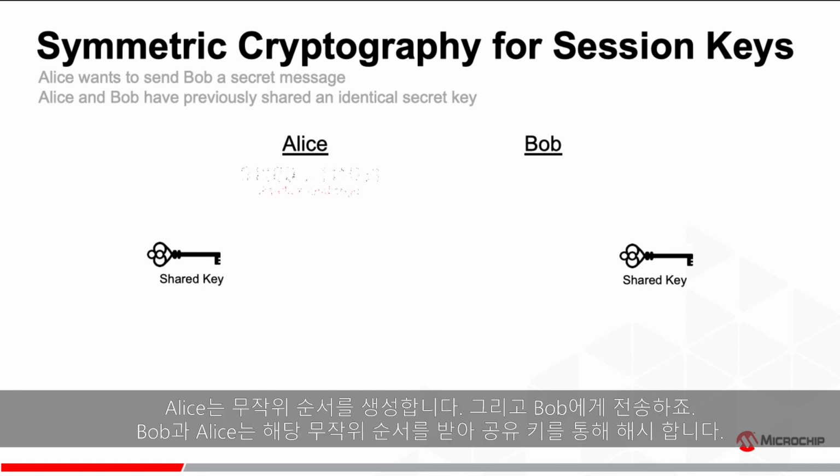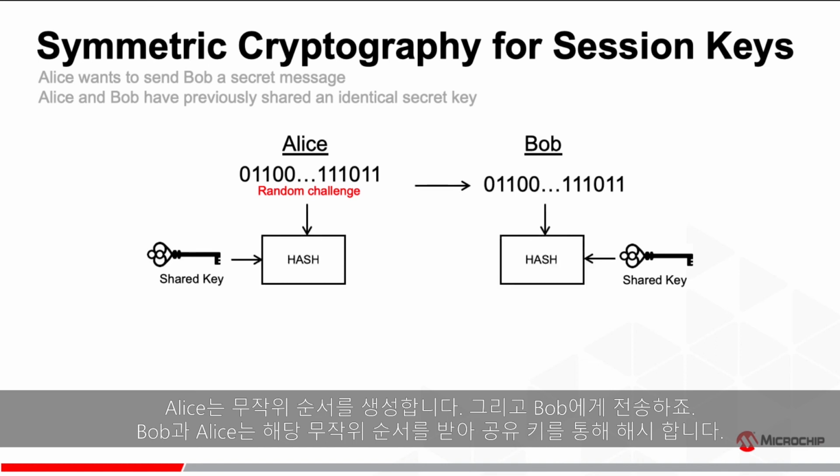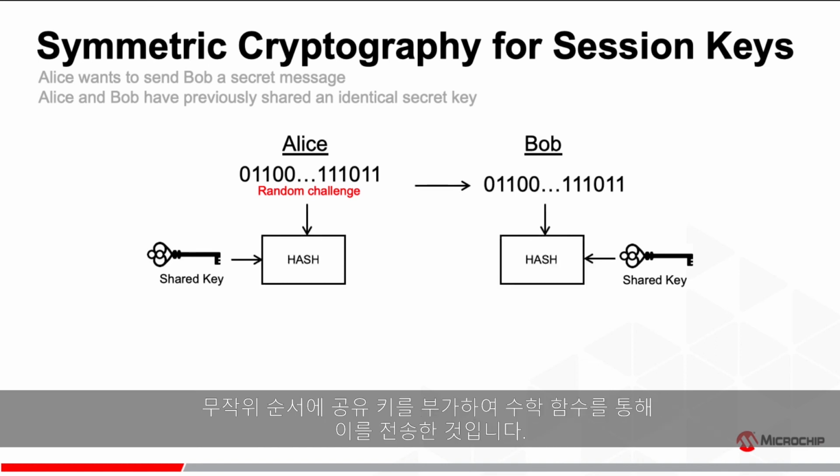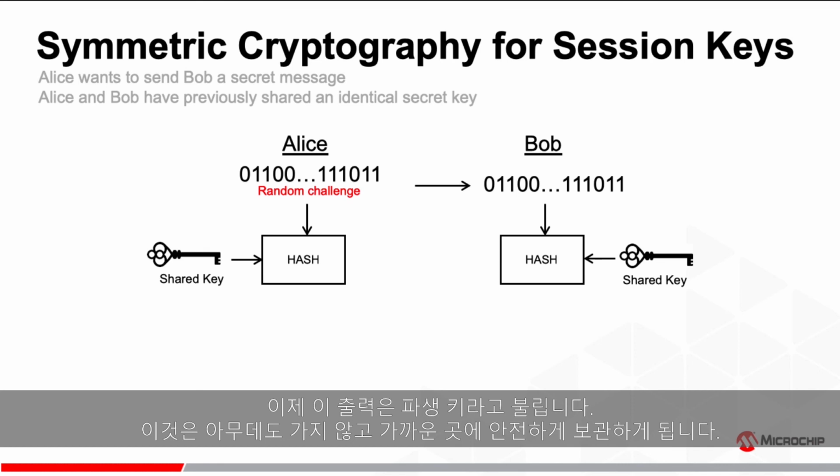Alice creates a random challenge. She sends it to Bob. This is looking familiar, right? Bob and Alice both take that random challenge and hash it with the shared key. Again, they just append the shared key onto the random challenge and send it through the math function. The output now is called a derived key, and this doesn't go anywhere. They keep it close and safe, each one of them.